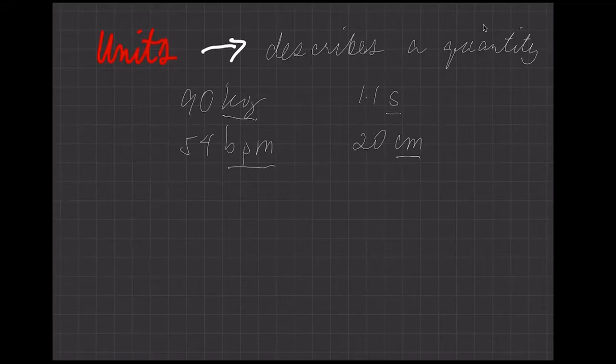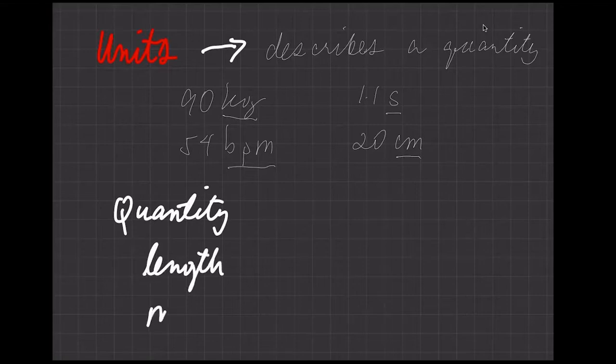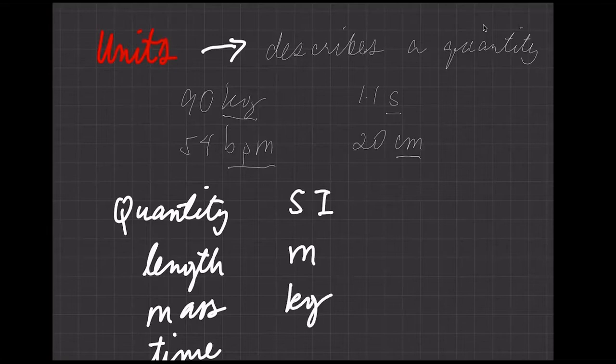These are your units. Now, there are different types of units, but there is an accepted unit that is agreed upon by basically the whole world, and that is the scientific units, the Système International d'Unités. So here you have your quantity, for example, the length, the mass, and the time. The SI unit for length is your meter. For mass, your kilogram. And for time, of course, second.